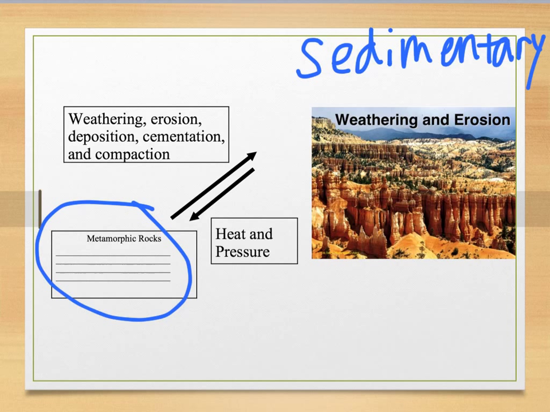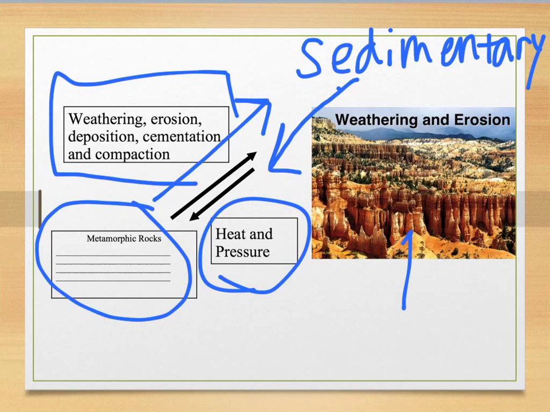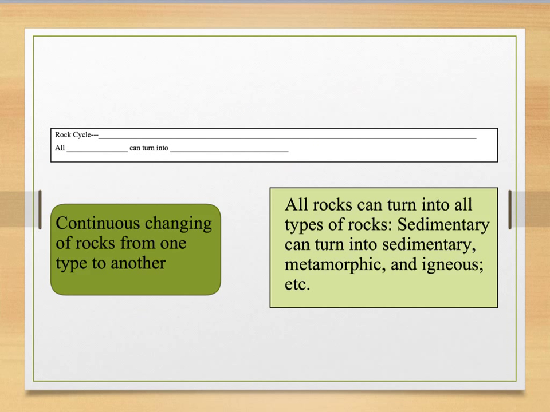And in order to go from this metamorphic rock up to that sedimentary rock, that metamorphic rock is going to have to be weathered, eroded, deposited, cemented, compacted. And if we were going from the sedimentary rock to the metamorphic, it would be undergoing a tremendous amount of heat and pressure. And over here, this is just some weathering and erosion events that have occurred with this particular rock. So now we're at the very bottom of the sheet, and at the very bottom of the sheet you should see this nice little smaller box.